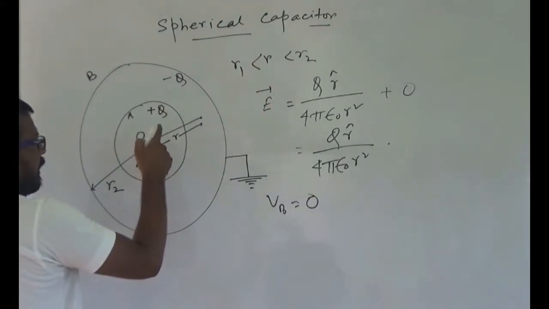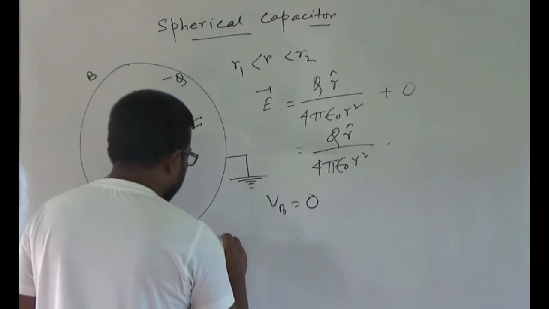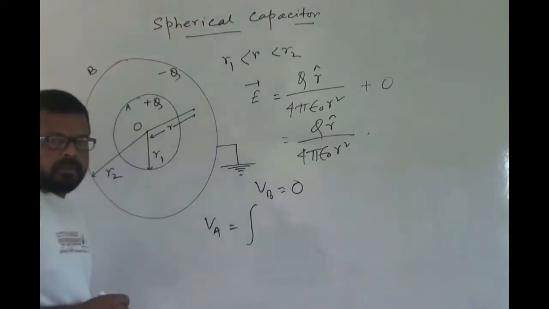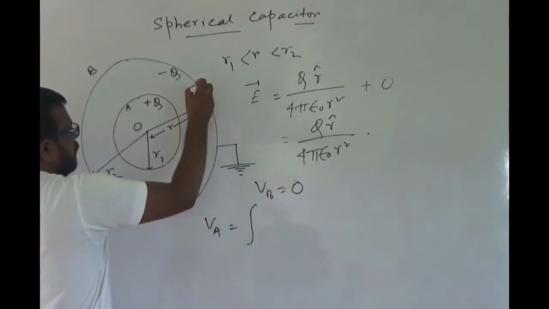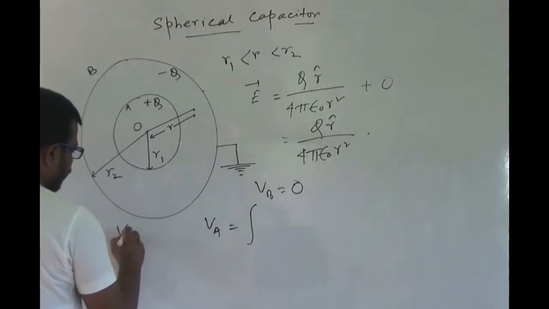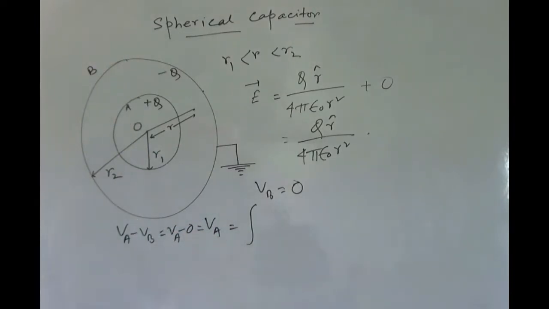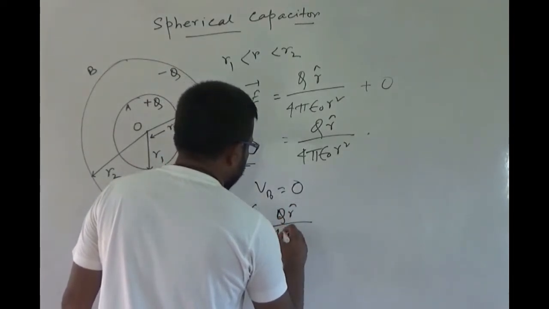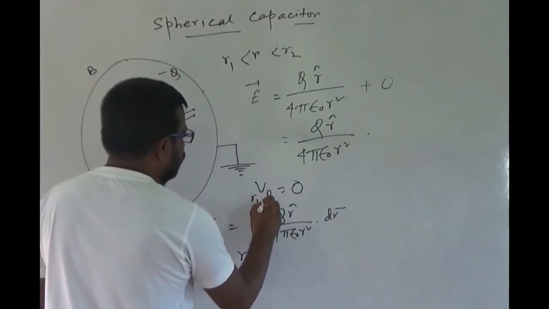The potential of the A sphere, or on the surface of the inner sphere, Va, will be equal to the amount of work to bring a unit positive charge from the B sphere to the A sphere. That will be the potential difference, Va minus Vb, which equals Va minus 0, which equals Va, and that will be equal to the integral of Q r hat divided by 4 pi epsilon r square dr, where r goes from r2 to r1.